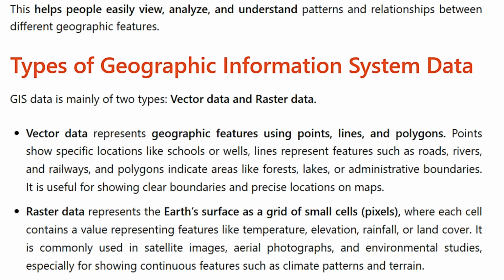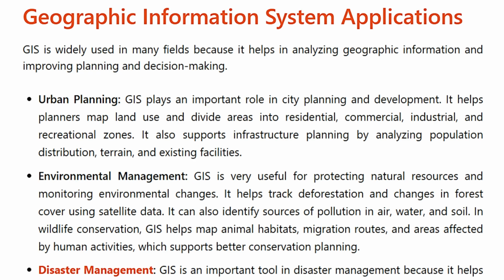Raster data represents the Earth's surface as a grid of small cells, pixels, where each cell contains a value representing features like temperature, elevation, rainfall, or land cover. It is commonly used in satellite images, aerial photographs, and environmental studies, especially for showing continuous features such as climate patterns and terrain. Geographic Information System applications.